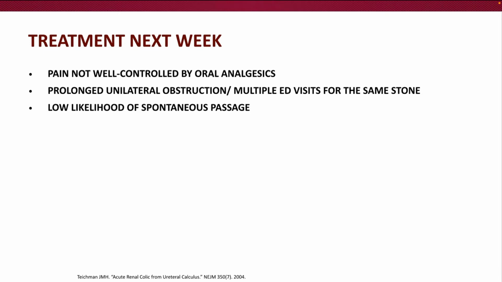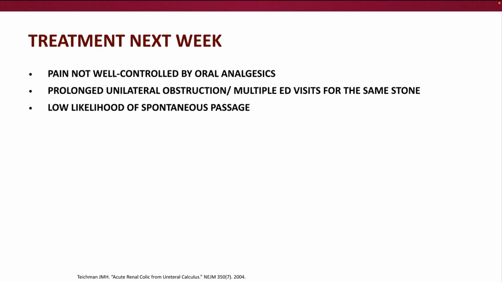Anyone who has prolonged unilateral obstruction or multiple ED visits for the same stone, I hate to see people bouncing back. My rule is if the patient came back to the ER a second time, I don't want them going home again. They've got to be admitted and added on. They're just going to come back again. Or if they have a really low likelihood of spontaneous passage.